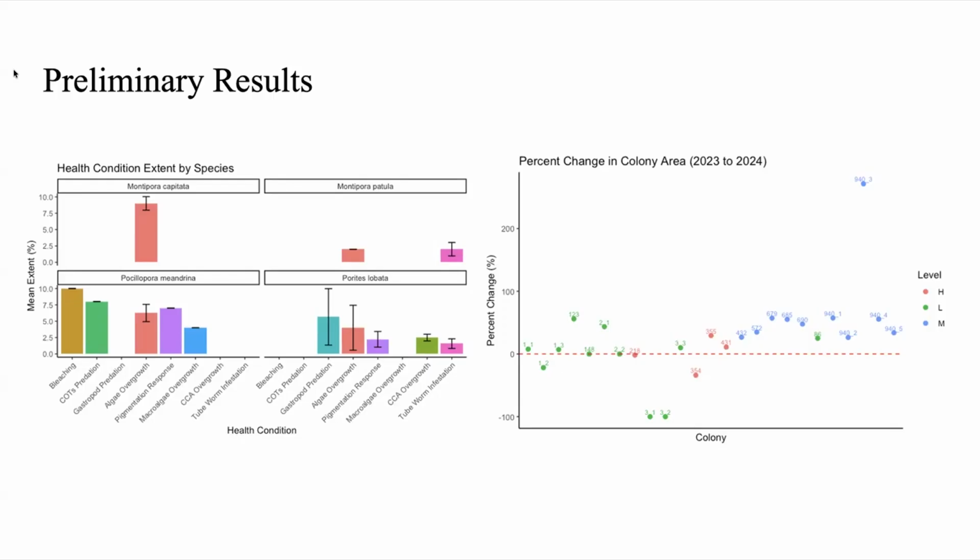So that red dotted line along 0 is basically no change in colony area. And then if the individual dots are above that line, that means they've grown over the year. And then you can see a couple of them have dropped down to -100. That means they've completely died from 2023 to 2024. And they're color-coded dependent on whether they were outplanted in low, medium, or high coral cover areas.